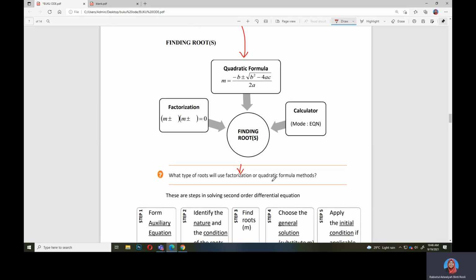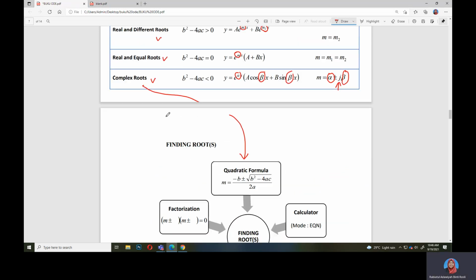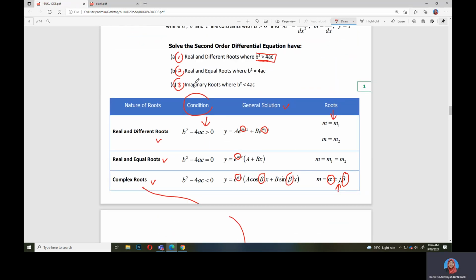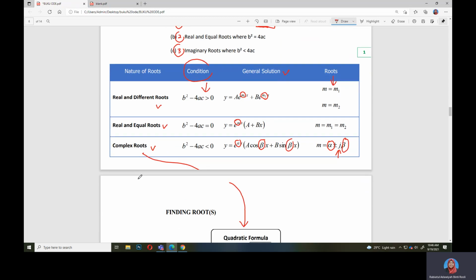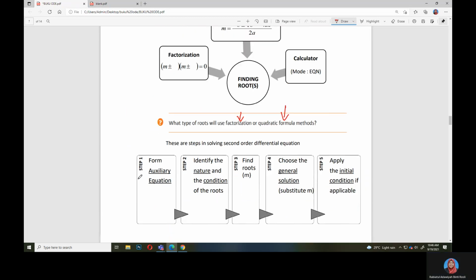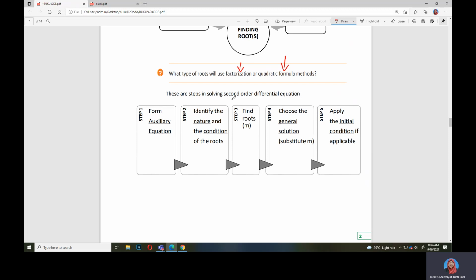So you can ask yourself what type of roots will use the factorization or the quadratic formula method. For factorization, I repeat, we can use it for real and different roots and also real and equal roots. How about the quadratic formula? The quadratic formula is for the complex root or imaginary root. Actually, imaginary roots and complex roots are the same; they have two names.